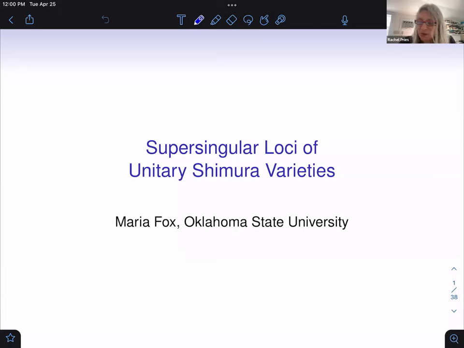And today we're continuing our series of talks on unitary Shimura varieties in characteristic P. And we're gonna have Maria Fox talking about supersingular loci in some unitary Shimura varieties.